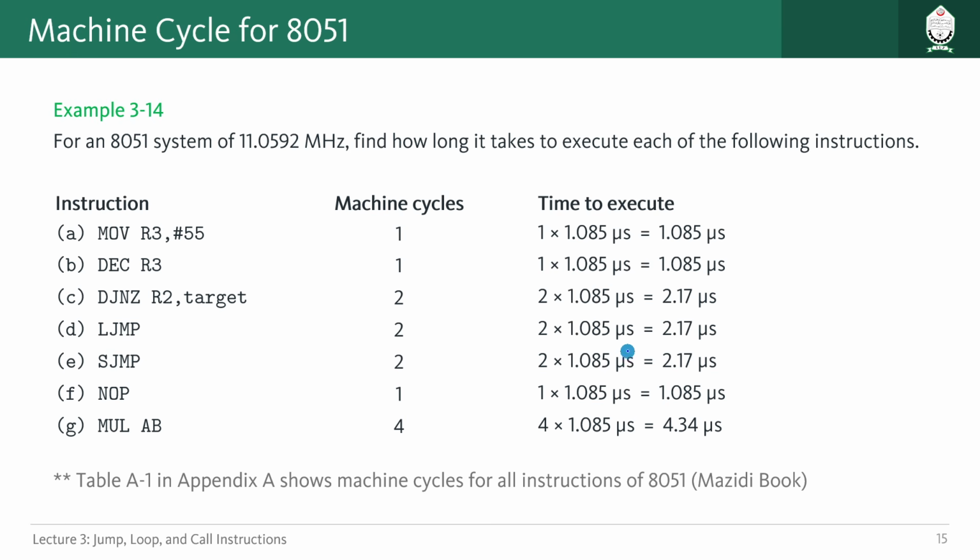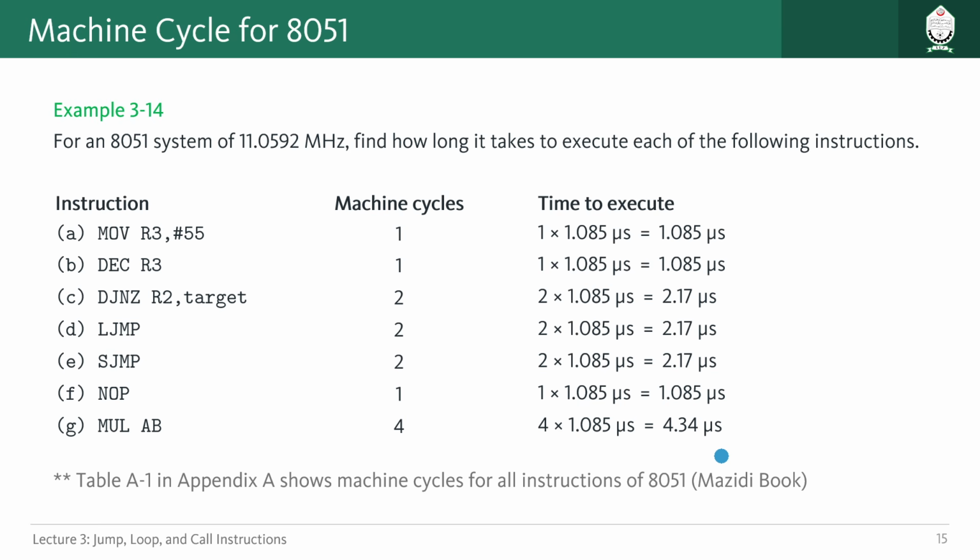So that's why we are just multiplying with that and we are getting the result. One of the things you can see here is that multiplication takes more time. You see 4 machine cycles, and as a result more time to execute. And these are just some common examples of instructions and the number of machine cycles, or amount of time taken to execute.